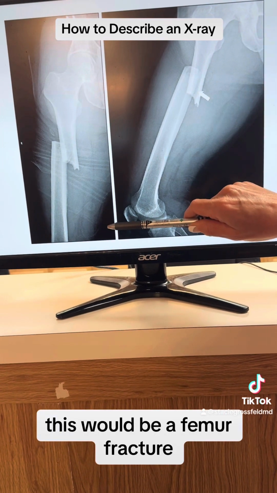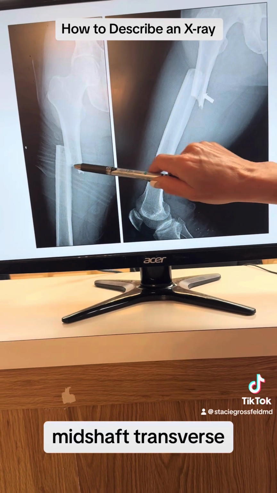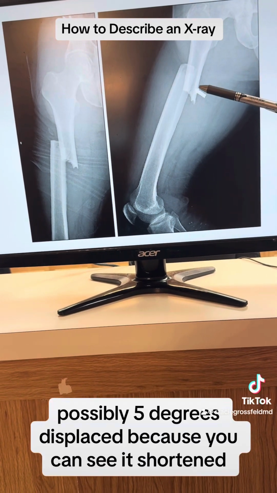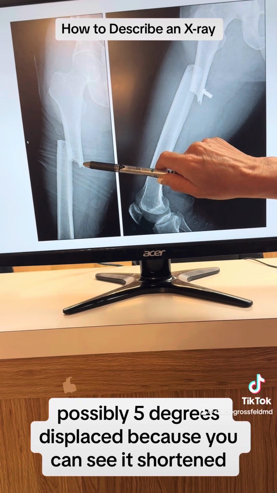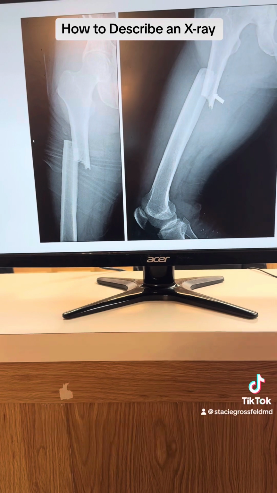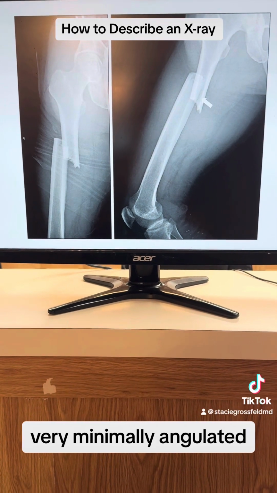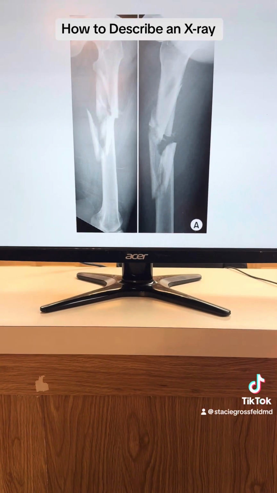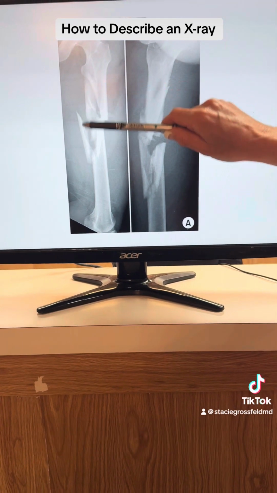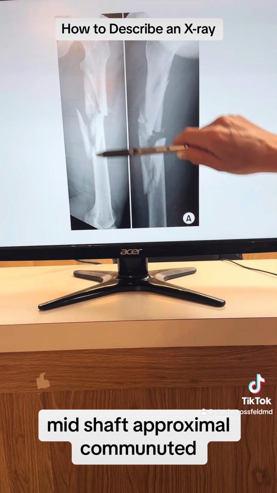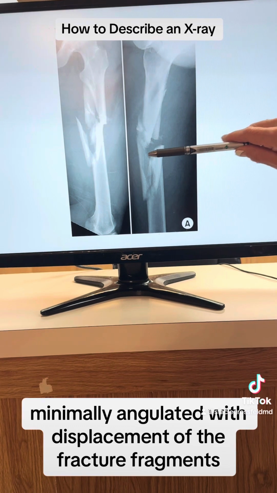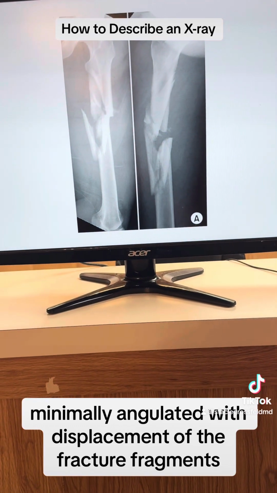This would be a femur fracture, mid-shaft, transverse, slightly angulated, possibly 5 degrees, displaced, because you can see it's shortened. This piece should be sitting up here, so there's been some shortening, non-angulated or very, very minimally angulated. Another femur fracture, mid-shaft to proximal, comminuted. There's many, many pieces here, minimally angulated with displacement of the fracture fragments.